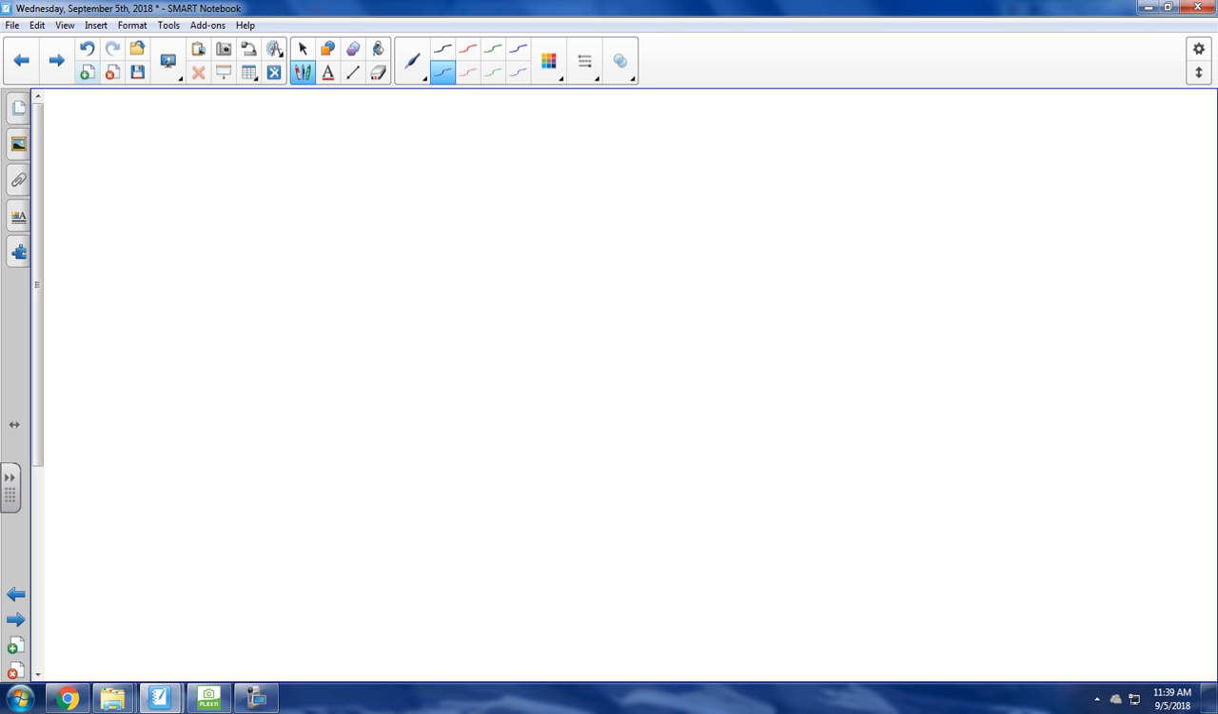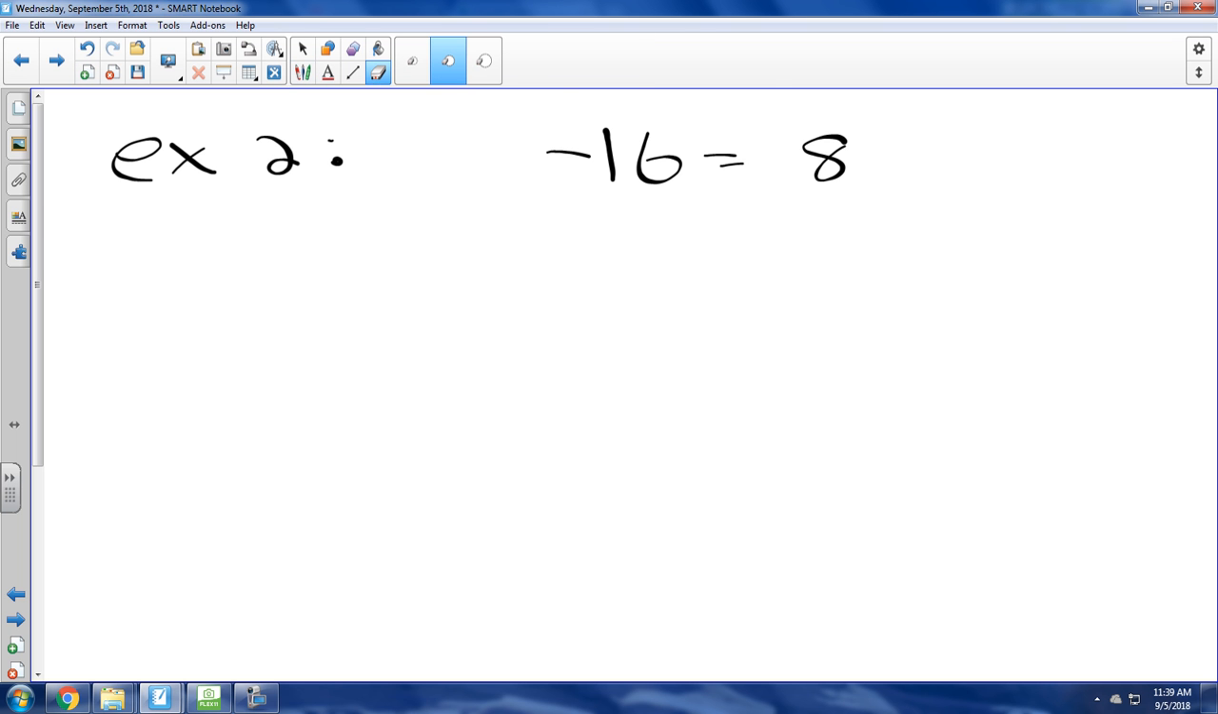Let's talk about example 2. We're going to go a little bit faster because I know that you guys kind of know how to solve these already. Let's say negative 16 equals 8x. That's the next example. And actually, just for fun, can we change it from 8x to 8a? Just because I want to make a point here. It doesn't really matter whether it's an x or an a. It's all the same.